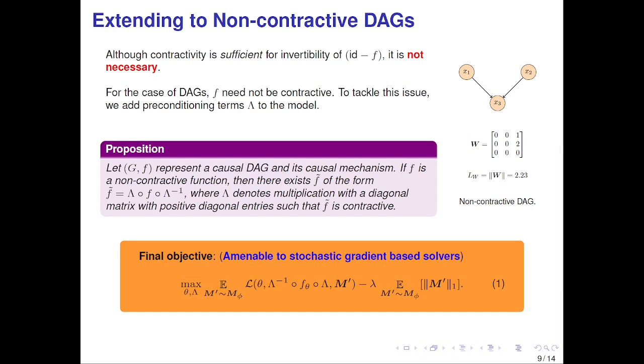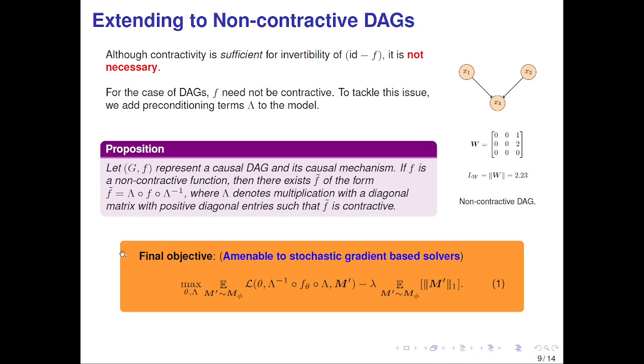And hence, to tackle this issue, we introduce preconditioning terms into our model, and using the preconditioning terms, it is possible to represent a non-contractive causal mechanism via a composition of the preconditioning term and a contractive function when the underlying graph is a DAG, and also efficiently compute the log determinant of the Jacobian for this non-contractive function, which is formally stated in the proposition shown over here.